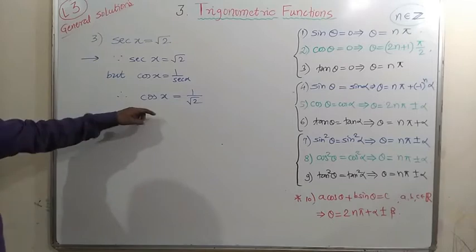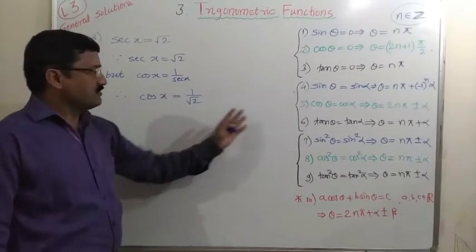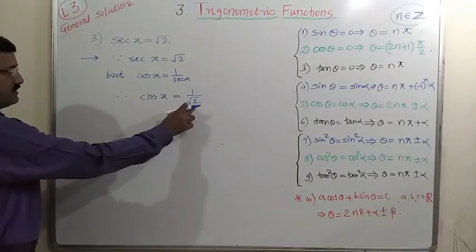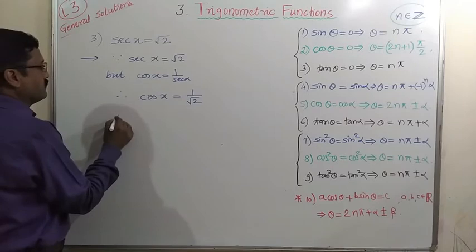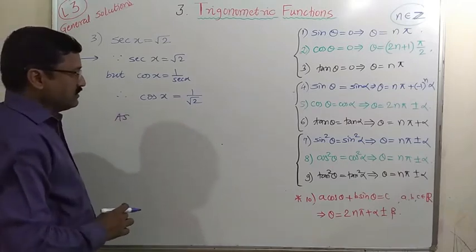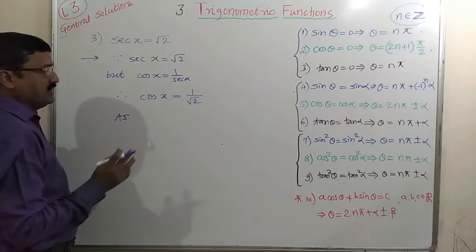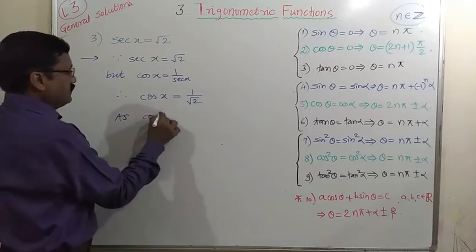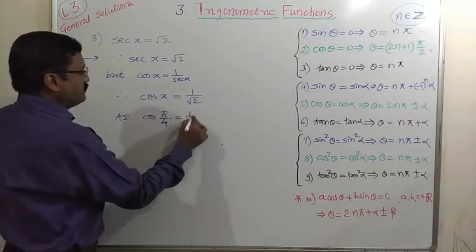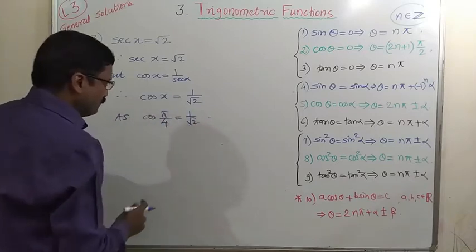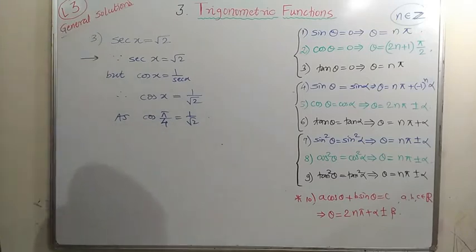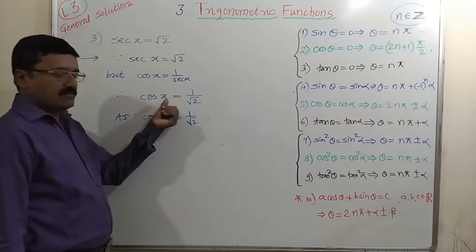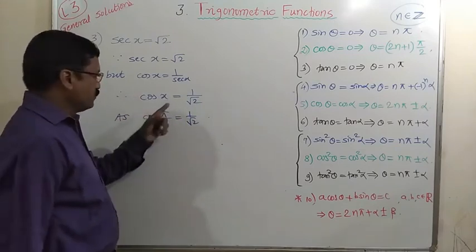That means we have converted this problem from the sec function to the cos function. Now we will see this cos x equal to 1 upon root 2. So we can use formula number 5. But before that, we have to change this 1 upon root 2. For which value do we get the cosine ratio as 1 upon root 2? It is for pi by 4. So cos of pi by 4 is equal to 1 upon root 2, and this pi by 4 is the smallest principal angle satisfying this equation. There are two angles, out of that pi by 4 is smaller, so we will consider this.